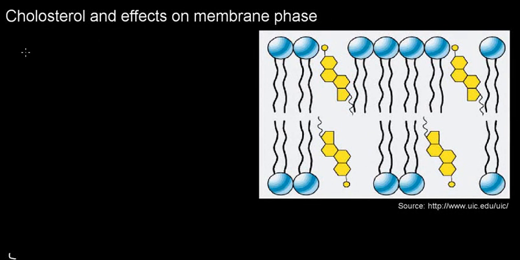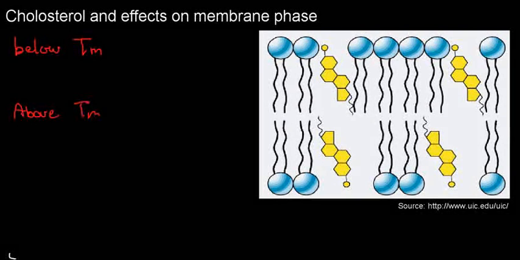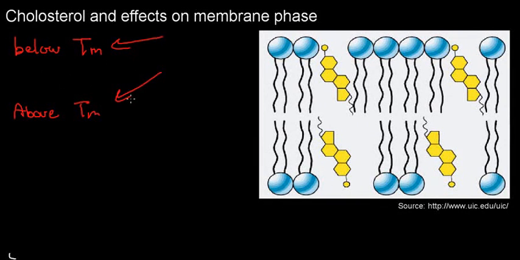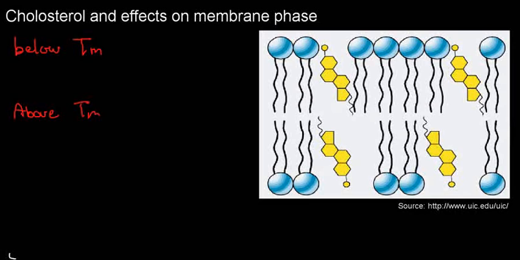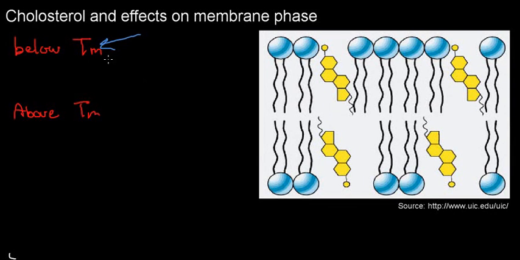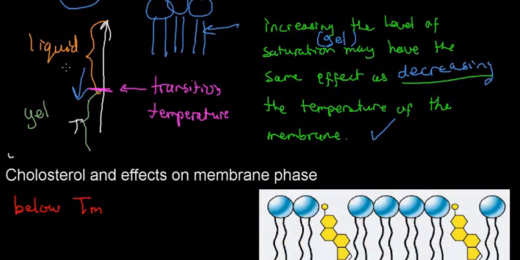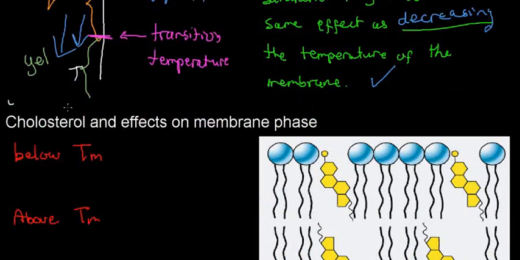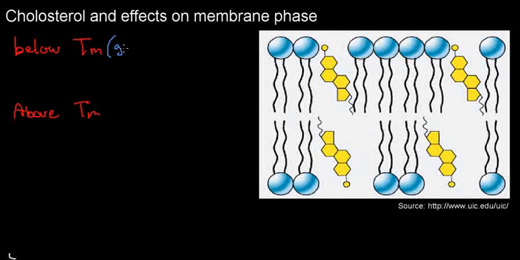Very good. So let's see what's going on. I'm just going to write here, below transition temperature, noted by temperature of membrane, and above transition temperature of the membrane. Very good. And we're just going to start throwing these terms that you may encounter in your exams. Sometimes I like to keep things simple, but sometimes I like to use the same expressions the departments use. So let's see. Below the transition temperature, that means a gel state.